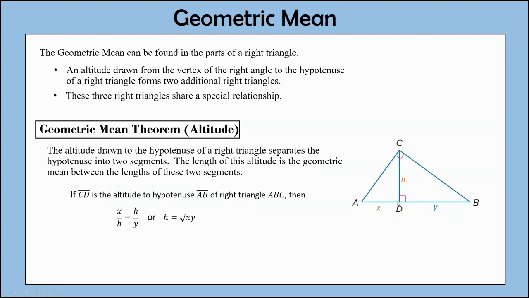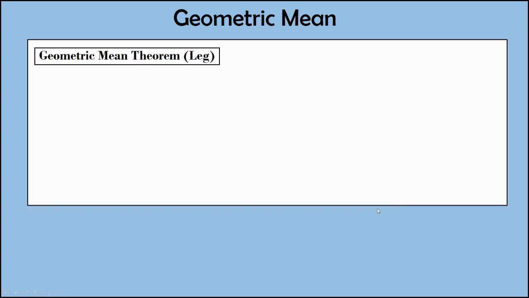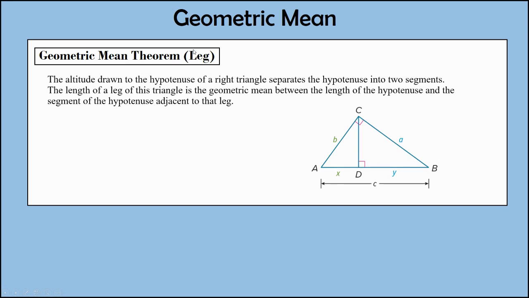Again, X is the distance from A to D, Y is the distance from D to B, and that's what we've divided this hypotenuse into when I dropped in this altitude. So one thing we can use geometric mean for is to find the altitude. A second thing we can use geometric mean for is to find leg lengths.